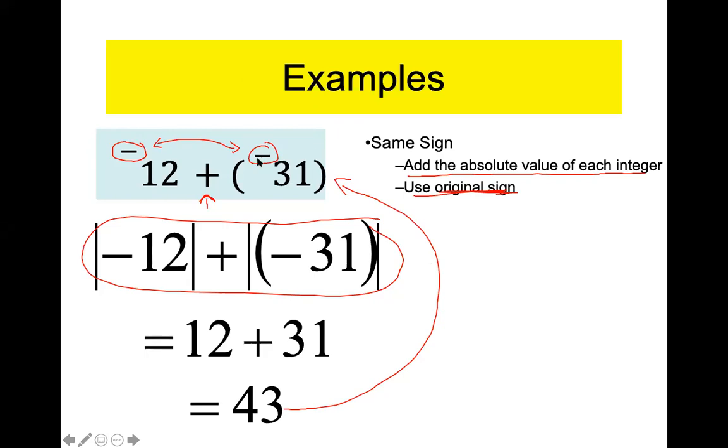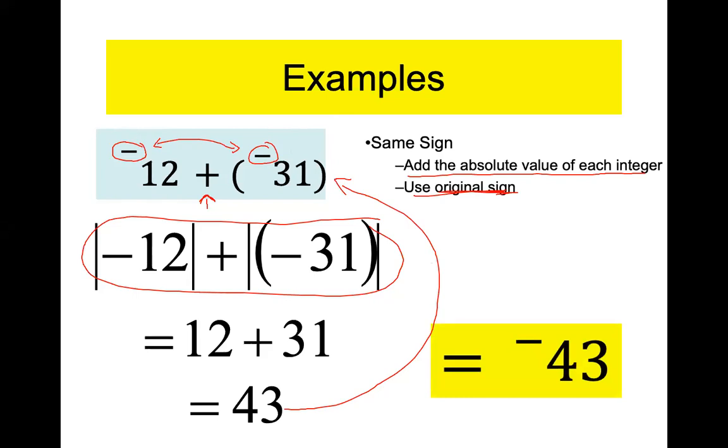Positives? Because it says positive 31, yes? Yeah. Where does it say that on the original problem? Do you see the original problem in blue? Yeah. Did it say a positive 31 or a negative 31? Negative 31. So originally we were adding negatives. That's why the answer is -43, not positive 43.